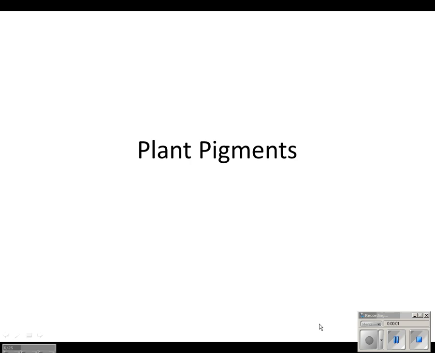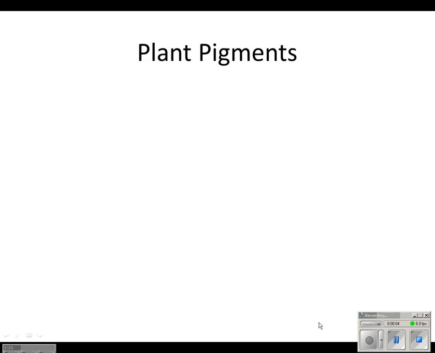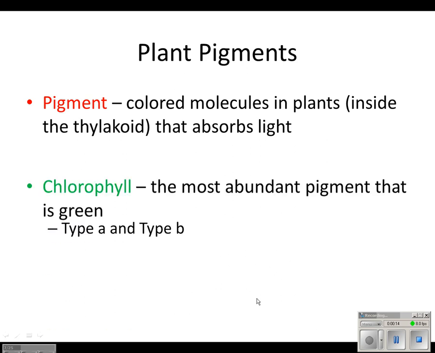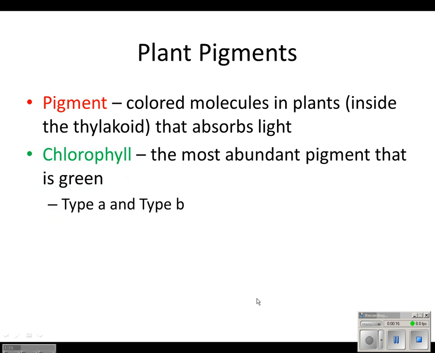Let's take a look at plant pigments. A pigment is going to be a colored molecule that we find in plants, and these are going to be found inside the thylakoid membranes, and their job is to absorb light. The first pigment that we've all heard of before is chlorophyll, which is the most abundant pigment that we find, and it is green in color.